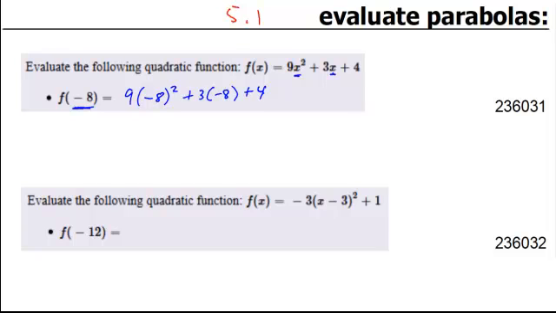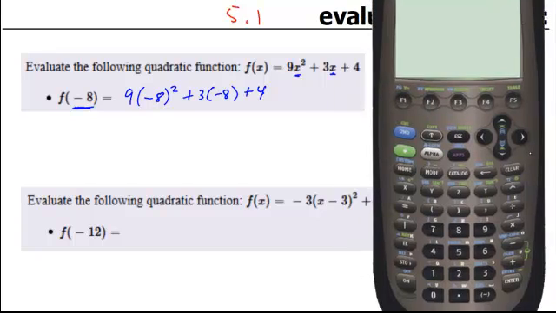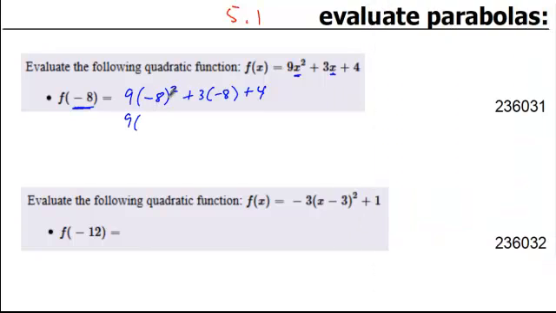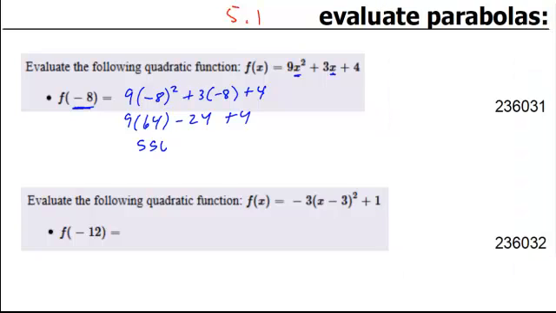So if we follow this process, there are some things you can use a calculator for here, but first, 9 times negative 8 squared is 64, 3 times a negative 8, and then add your 4. So the 9 times 64, we can go ahead and multiply this through. That gives us 576 minus 24 plus 4, and you get your solution, 556.